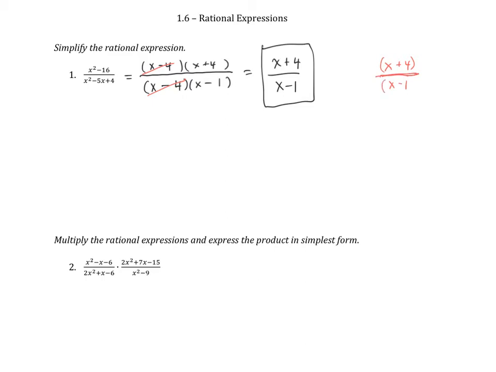So x plus 4 is considered one factor. The x minus 1 is considered another factor. Since we can't cross out this entire thing because the entire thing is not the same, you're not allowed to cross out just the x's. That is why the x plus 4 over x minus 1 is in lowest terms. That's as much as you can cancel out.